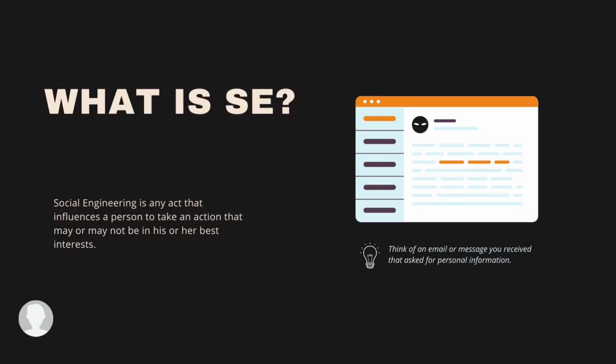So, what is social engineering? Social engineering is any act that influences a person to take an action that is not in their best interest. So, you can think of an email or message you receive that asks for personal information, or it could be as simple as a family or friend wanting you to get a cup of coffee or muffin for them.